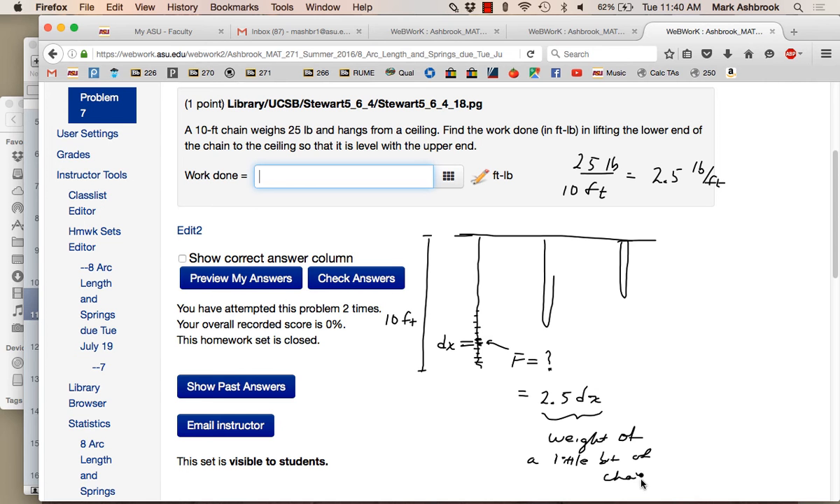So here we're seeing dx has a different role. Rather than dx being moving the whole amount of chain or rope a little bit, now dx is like, okay, it's a little bit of chain, and we're going to use dx to calculate the weight of that little bit of chain. That'd be 2.5 dx. You see the difference? Does that make sense?